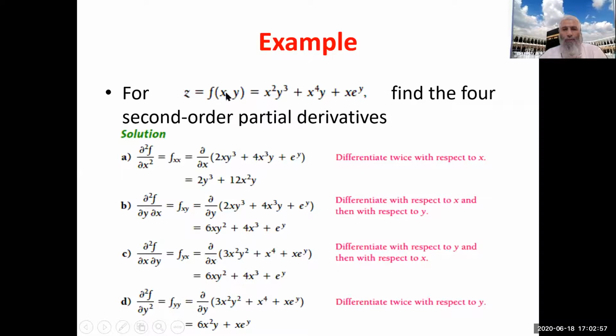Let's see an example. For z equals f of x and y equals x squared y cubed plus x power 4 y plus x e power y. Find the four second order partial derivatives.